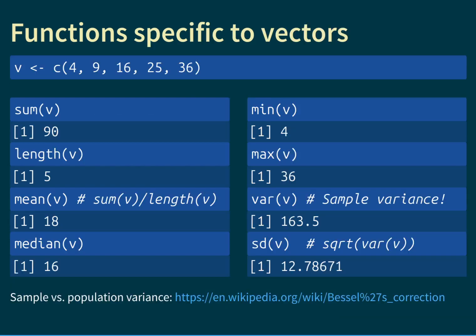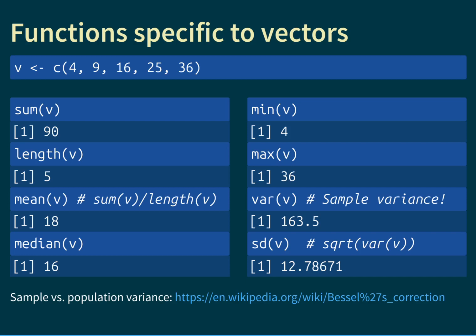On top of this, there are also functions that are specific to vectors in the sense that they take a vector of values and then combine them in some way to return a single aggregate result. So let's see a couple of examples. We have the same vector as we had before at the top, the vector v, consisting of the entries 4, 9, 16, 25, and 36. And then we have 8 different functions. All of these functions are built-in functions in R that we have on the slide, so these are useful to know about. Let's go through them one by one.